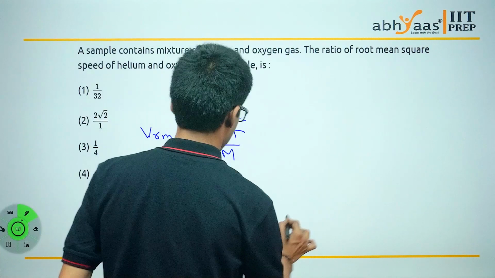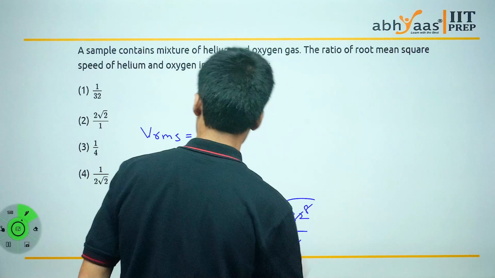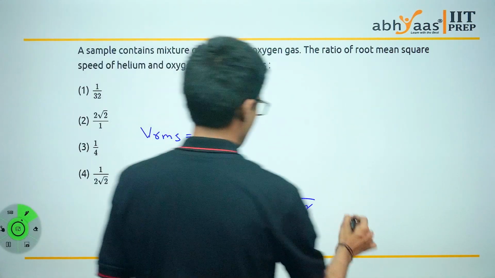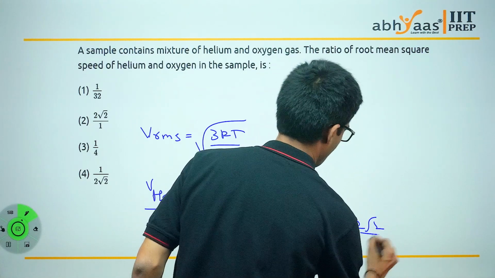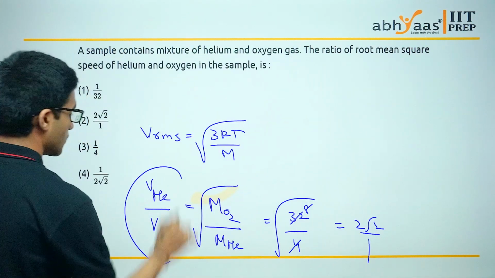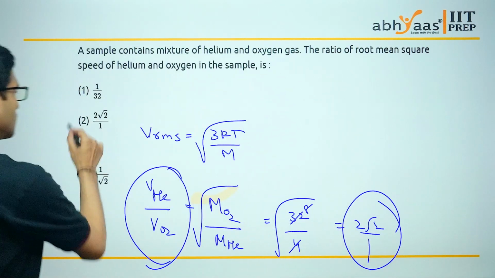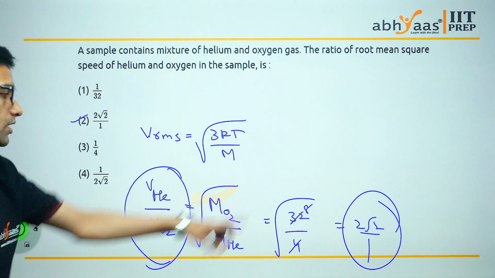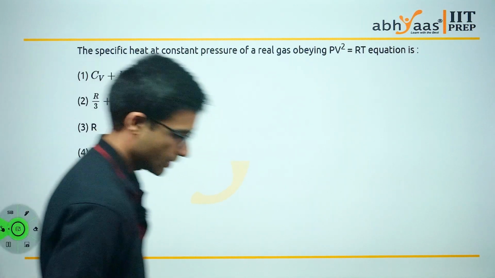So then this is 32 by 4, that is 8. What you need to calculate is helium with respect to oxygen, that is 2 root 2 by 1. This is the answer. Okay, simple questions. The reciprocal you will get for oxygen 32, helium 4. This is the answer. Okay, now going to the next question.